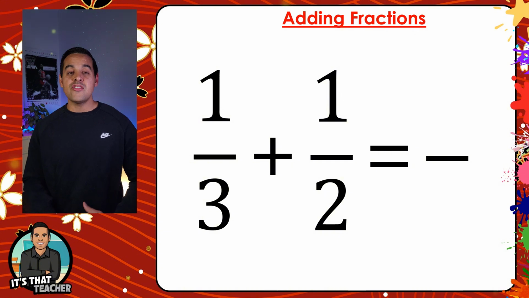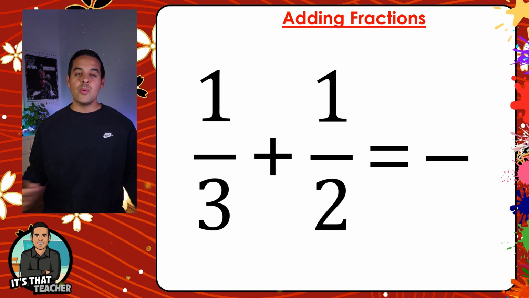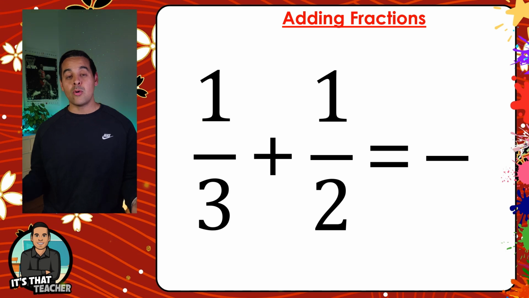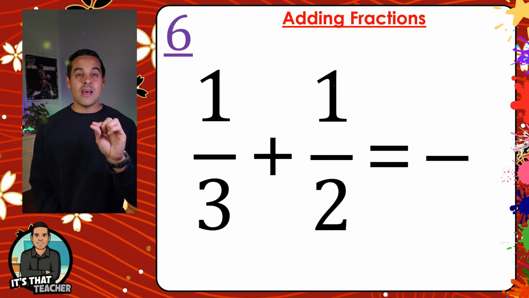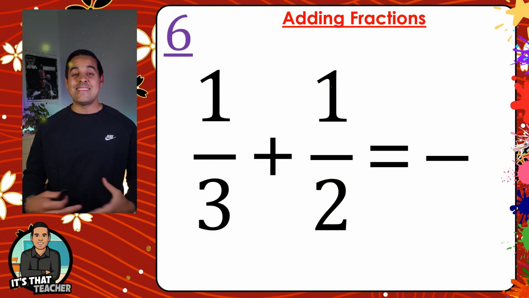Our fraction here is 1/3 plus 1/2. As you can see, we can't simply add this. We need to find the lowest common multiple of 3 and 2, so that's going to be 6. Now we need to make both of our denominators 6. I've highlighted the lowest common multiple here, and that is 6, so both of our denominators have to equal 6.